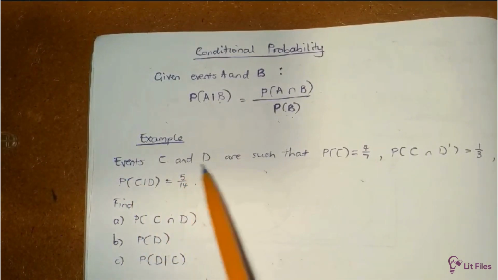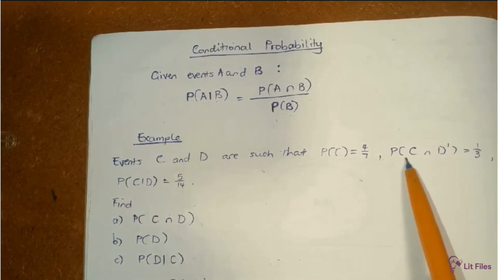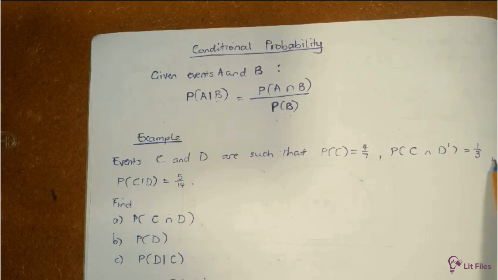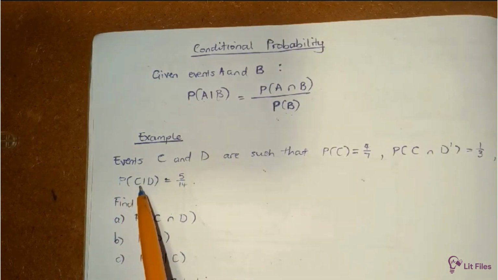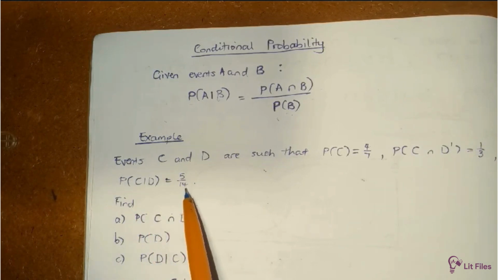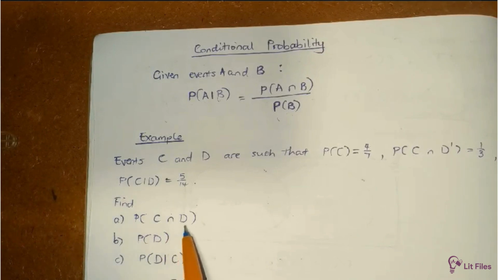We have two events, C and D, such that the probability of C occurring is 4/7. The probability of C occurring and D not occurring is a third. And the conditional probability of C occurring given that D has already taken place is 5/14. So 1, find the probability of C and D.